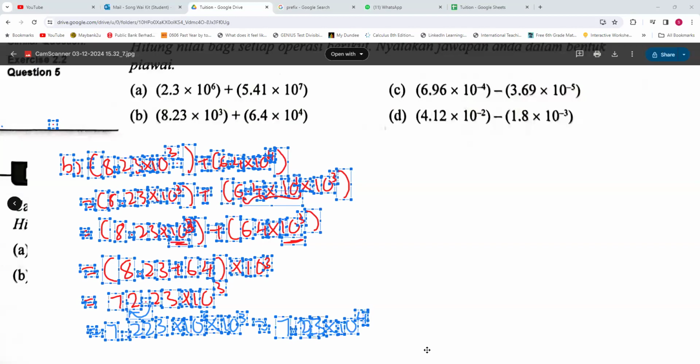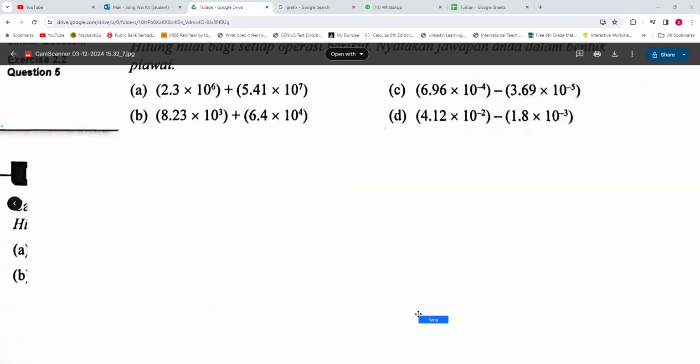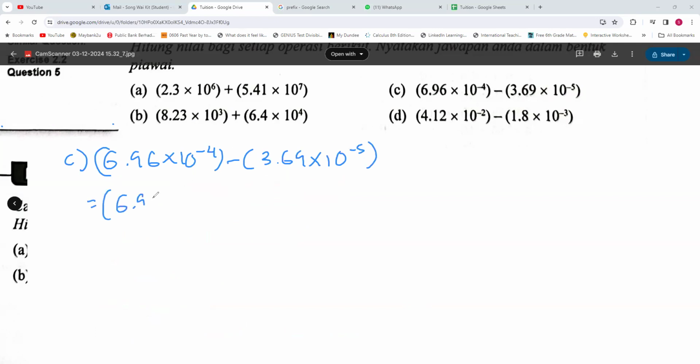Now we move on to question C. Here the only difference is these are negative powers, but it is also very manageable. 6.96 times 10 power negative 4 minus 3.69 times 10 power negative 5. So we will change the 5 into a 4. Let's do the separation work. 3.69 times 10 power negative 1 and negative 4. So these two add back up to 5. That's how you do the split.